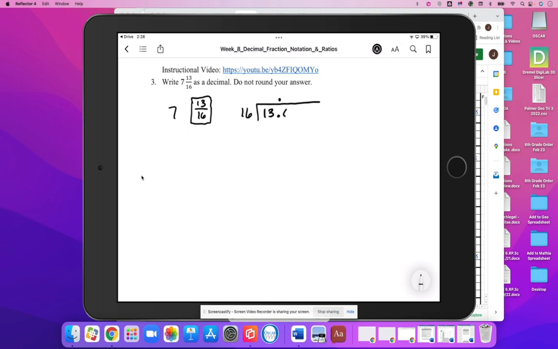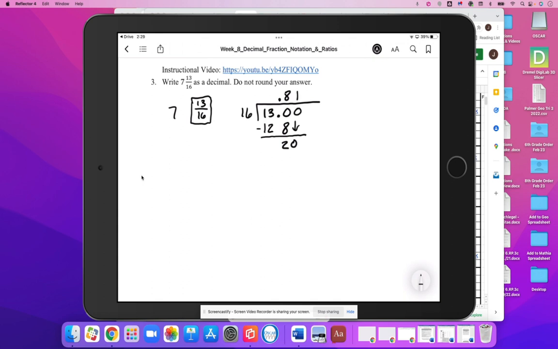16 does not go into 13, so we do need to add a 0. And 16 is going to go into 130, I think 8 times. Let's try 8 and see what happens. Okay, we got 128, which gets us very close to 130. We're only 2 away. We do need to add a 0 and bring it down. So that's going to give us 20.